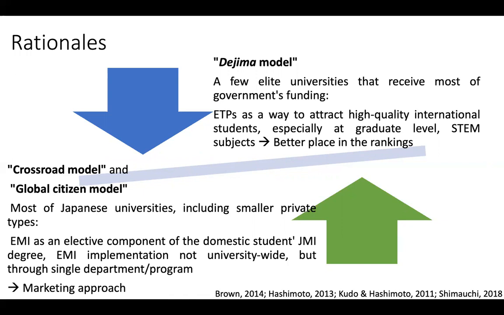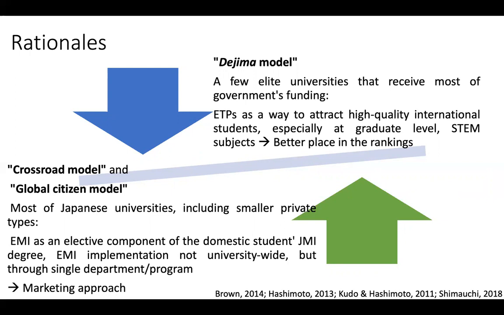The Global Citizen model mainly focuses on Japanese students, the domestic students, in order to develop the Japanese students' global citizen character, global human resources character. And the Crossroad model is a similar model, but focuses on both international students and Japanese students at a few Japanese universities that are mostly private but well-funded.